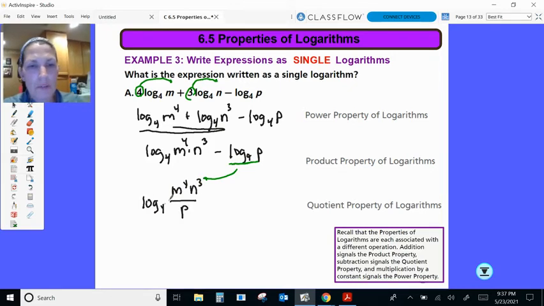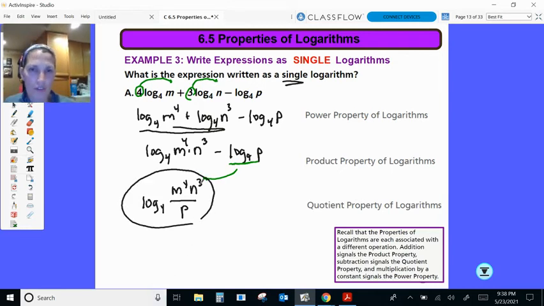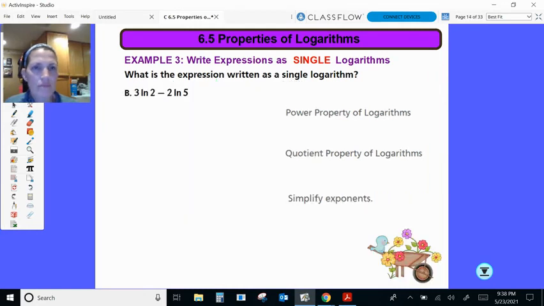Keep in mind, a lot of people like to write this as log base 4 of m to the 4th n cubed divided by another log. Don't do that. It's a single logarithm. Remember, we're writing it as a single logarithm. There's just one log. You shouldn't have two logs written when you're finished. Only one log. Keep that in mind.